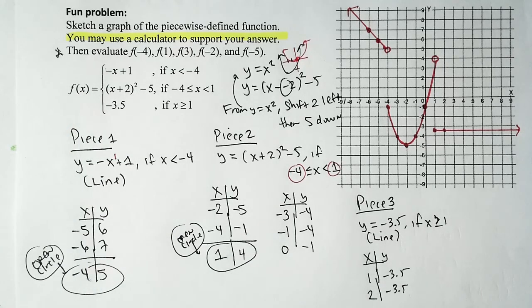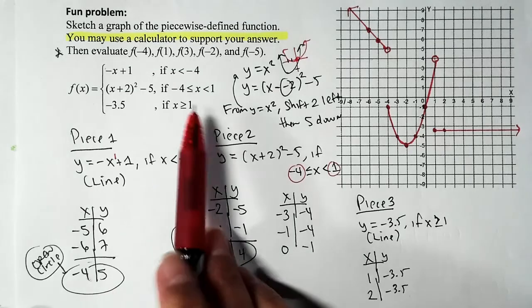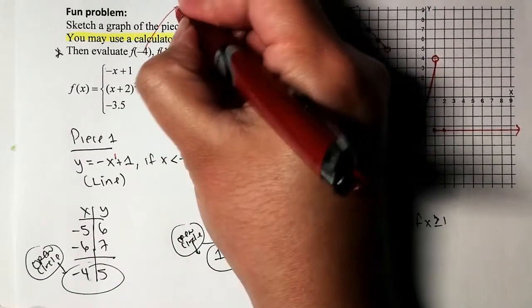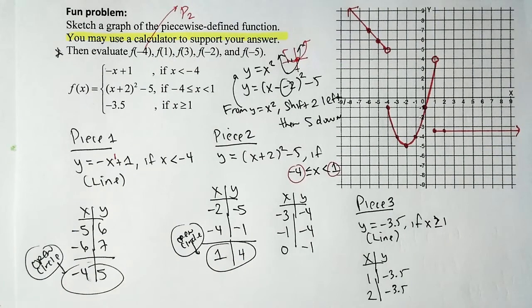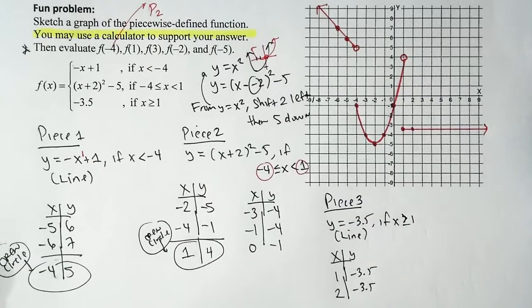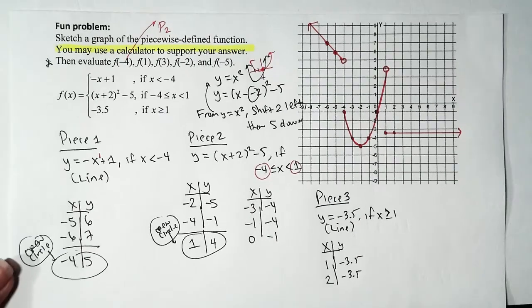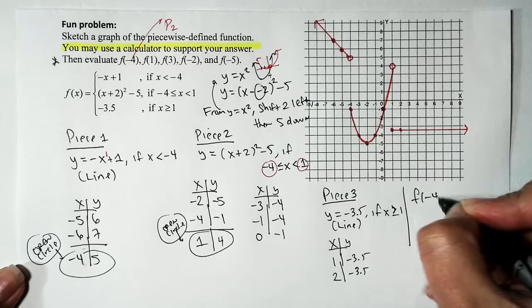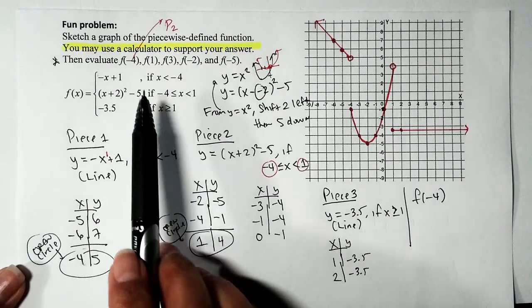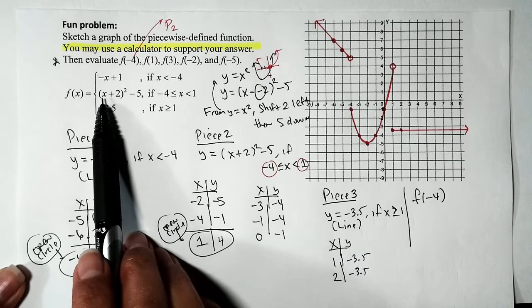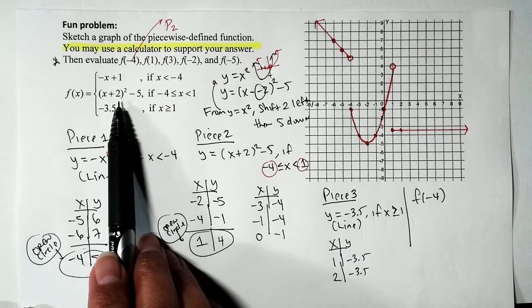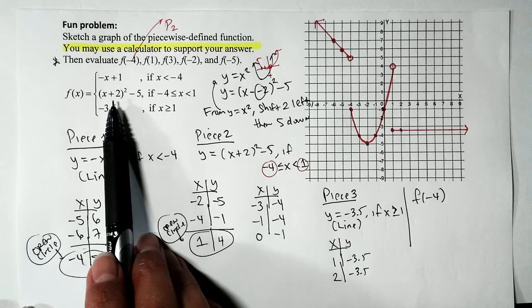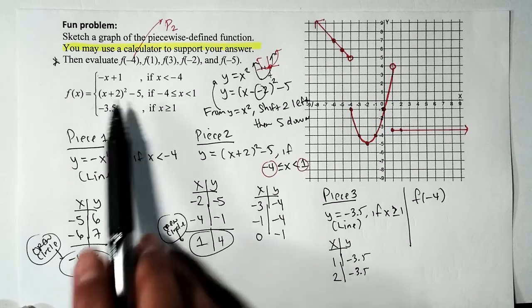Okay, so f of -4. So let's see what piece this is in, if it's in the first, second, or third piece. -4 is in the domain of the second piece, so I'm gonna put a little love note. I'm gonna say P2. That's my made up abbreviation for piece 2. Okay, so f of -4, we said piece 2, so -4 plus 2 is -2, the square root of -2 is 4, and 4 minus 5 is -1.